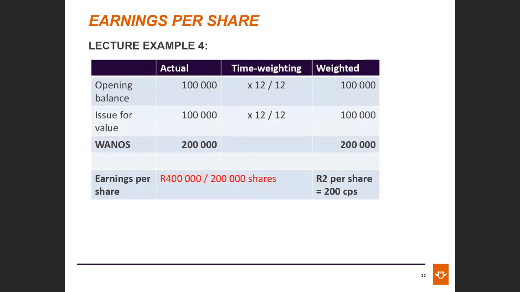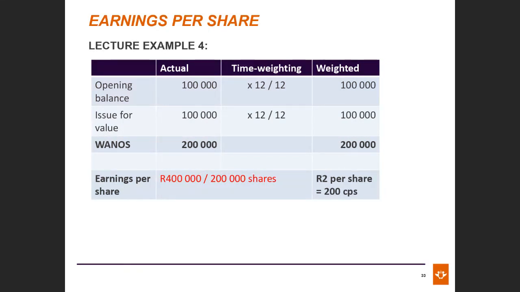So you are correct. We have our opening balance of 100,000 shares from the prior year. Then on the first day of the current year, we had another 100,000 shares issued. So this was issued for the full duration of the current year. It is basically like multiplying it by 12/12. So in this case, our weighted average number of shares is going to be 200,000.